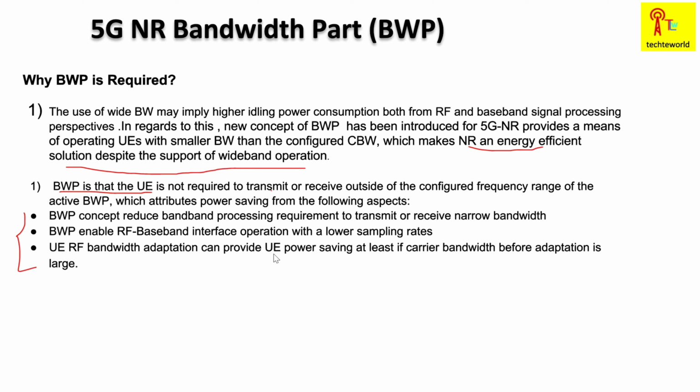And also UE RF bandwidth adaptation can provide UE power saving, at least if the carrier bandwidth before adaptation is large. Okay, this is also one of the use cases, right? So I hope you got why bandwidth part is used. It is very important to understand that the main intention of 5G NR bandwidth part is to make NR an energy efficient solution despite using a higher bandwidth.